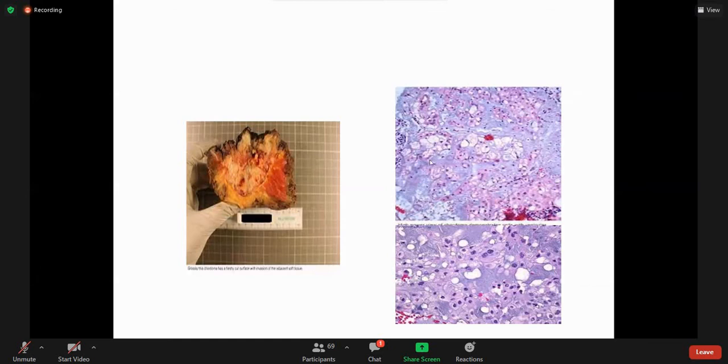Permeative means it has infiltrative borders. Either it permeates the periosteum or it permeates the adjacent soft tissue. Basically, permeation means the infiltrative border. The tumor infiltrates the adjacent tissue, either soft tissue or the adjacent bone tissue.